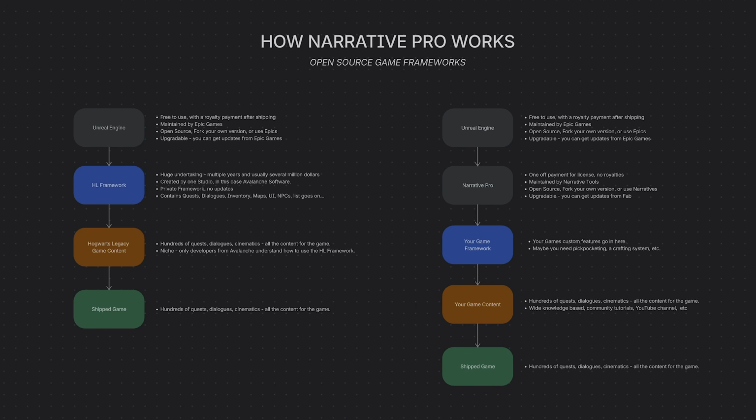The way that Narrative Pro really changes this is we give you a gameplay framework that has been extended off of Unreal Engine for you in the form of a plugin, so you can enable it in any Unreal Engine project and start using it. Like Unreal Engine itself, it's open source, so you can modify it, extend it, and fork your own version. It's not stopping you from making your own game framework. And maybe you want the combat system to feel different. Maybe you need different features like pickpocketing or a crafting system or something that doesn't come with Narrative Pro. You can still extend your own game framework.